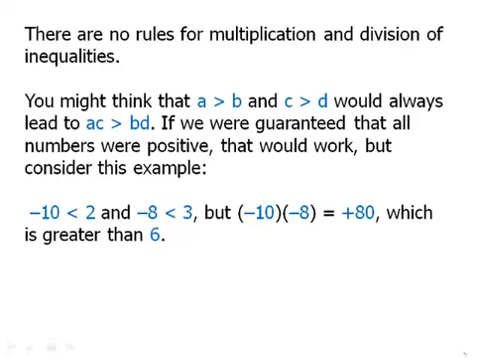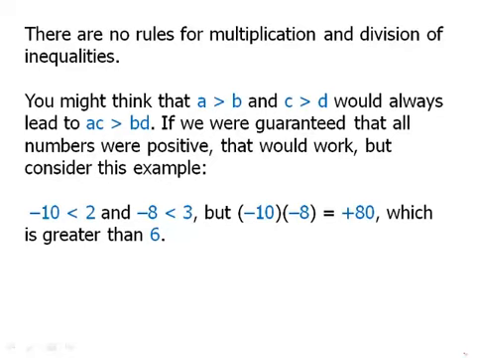Why wouldn't it be that big times big is always greater than small times small? If we were guaranteed that all the numbers are positive, then that would work, but consider this example. Negative 10 is clearly less than positive 2, and negative 8 is clearly less than positive 3. But if we multiply, we get negative 8 times negative 10, and negative times negative gives us positive 80, which is greater than 6, 2 times 3, which is 6.